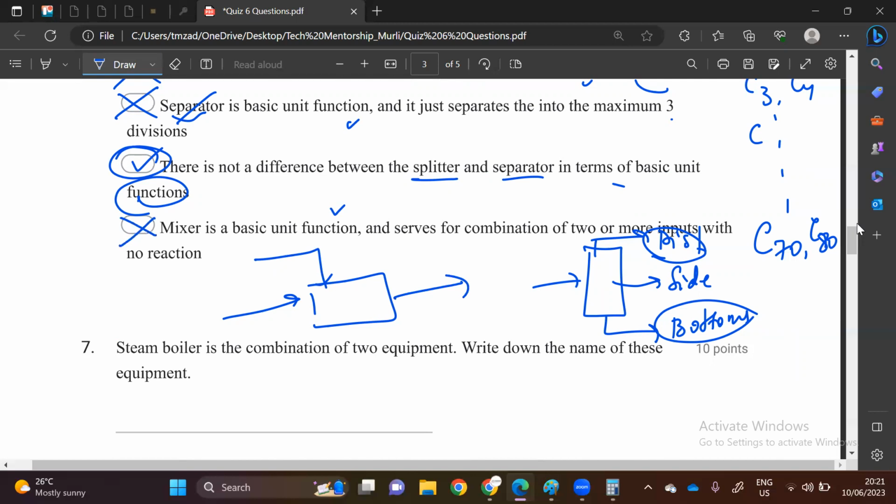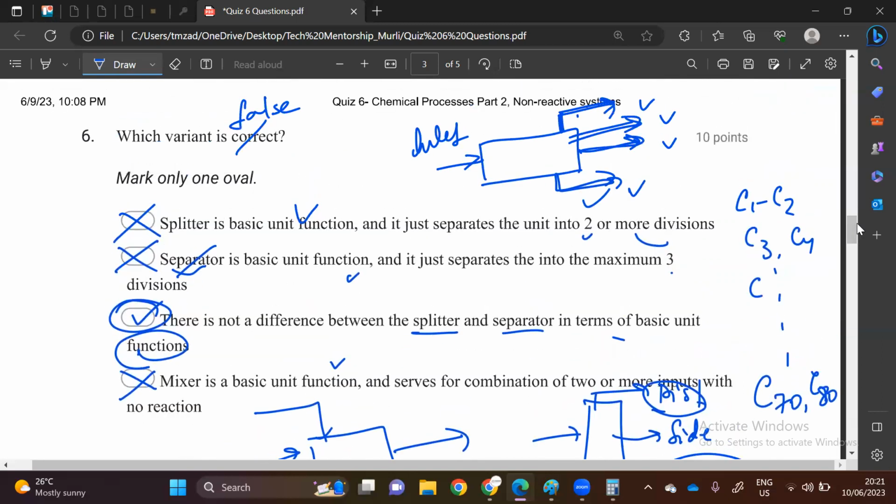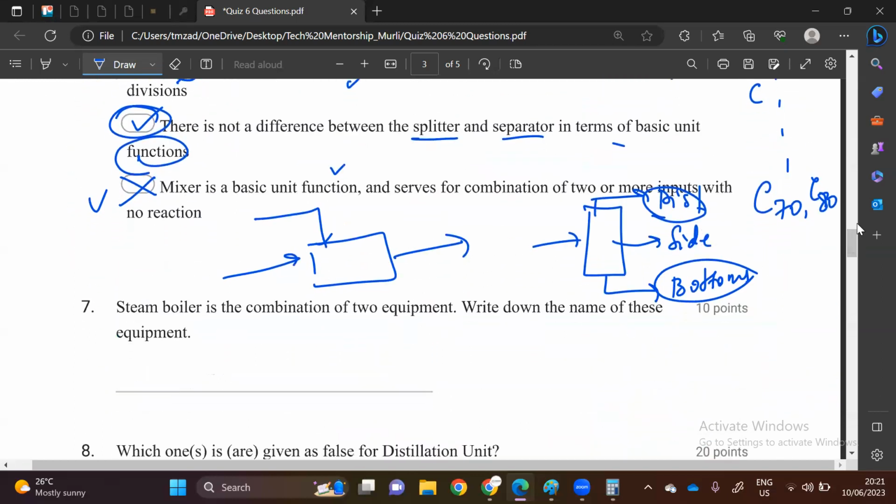We need to look for the false one. The question, let's say, it was not correct. Most probably it was like a checkout. That's why the first, second, and the last one were correct, and the C variant was incorrect. This is not a multiple choice.